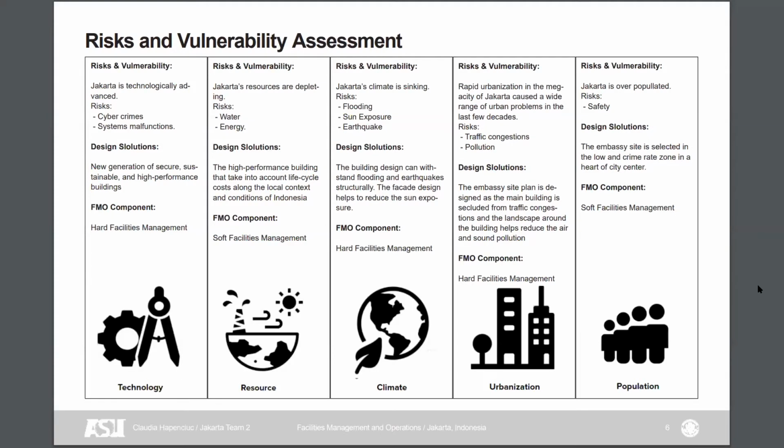Next, for the climate and things in the area that it could be prone to, the building was designed to withstand flooding and earthquakes. And then under urbanization, the embassy site is designed so the main building is secluded from traffic congestion, and the landscape around the building helps reduce the air and sound pollution. And for population, this could be a safety issue. And therefore the embassy site is selected in a low crime zone and in the heart of the city itself.